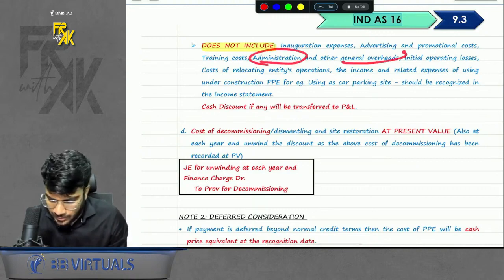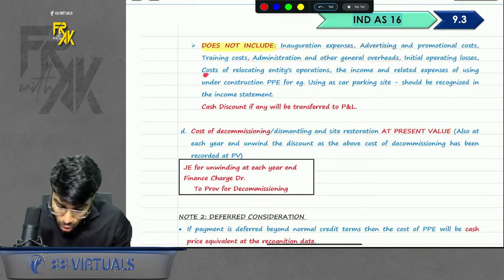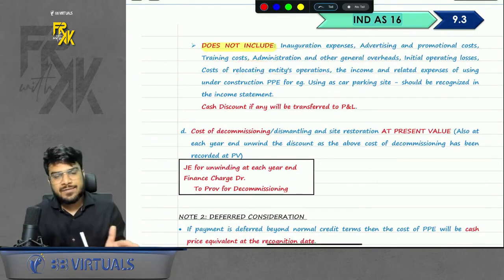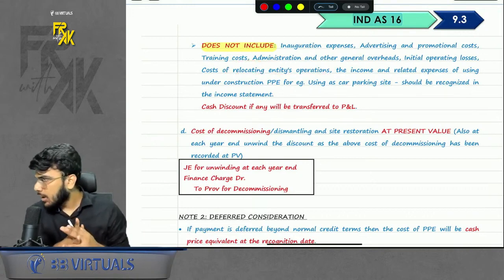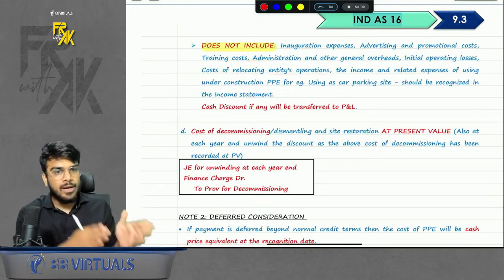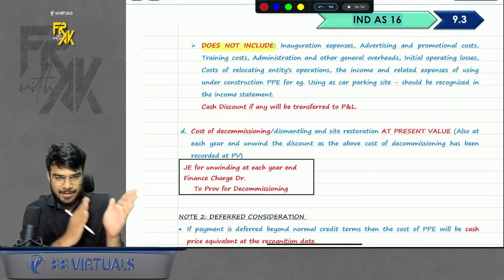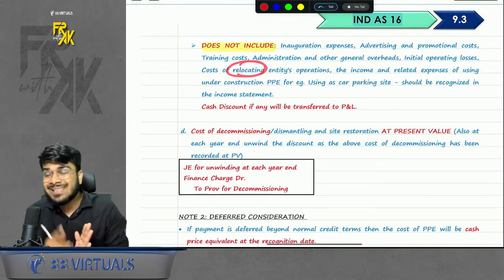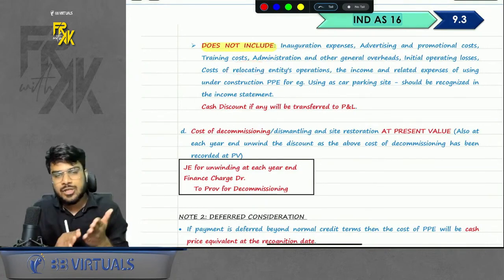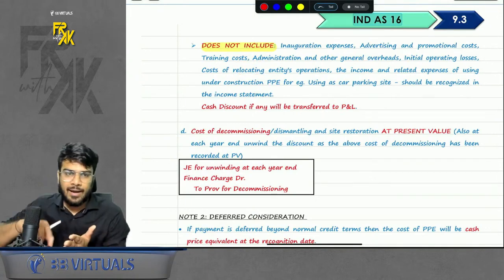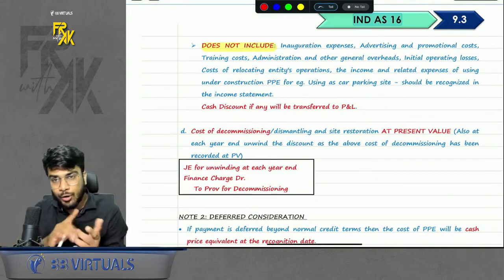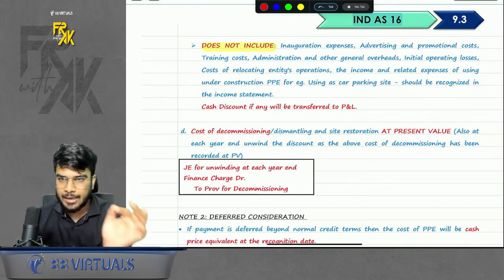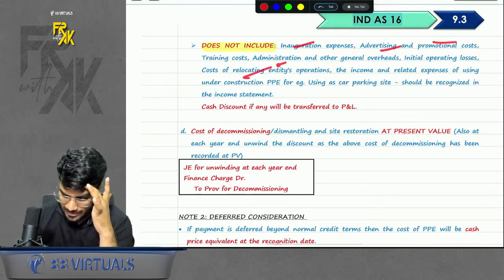Same applies to admin and other overheads, initial operating losses, cost of relocating the entity's operations. What is the meaning of relocating the entity's operations? This means, for example, suppose you are transferring your plant from, let's say, Mumbai to Chennai. So this is relocation expense. Even if you don't relocate, still you can use the asset, right? That means this cost is not necessary to make the asset ready for use. Of course, you have decided to use it at a new destination, but even if you don't decide it, you can use the asset anywhere. So such cost of relocation will not form part of the directly attributable expenses, right? So these are very basic examples.